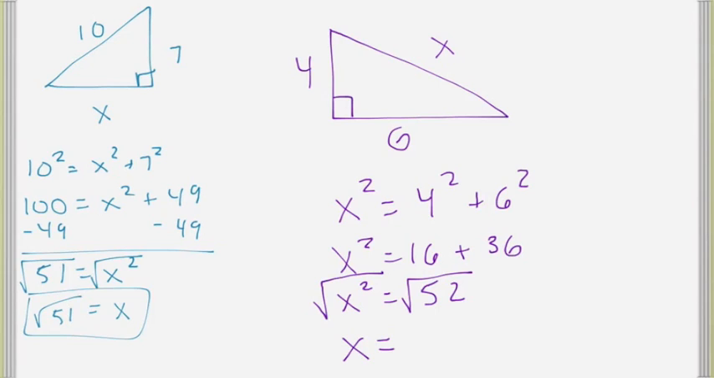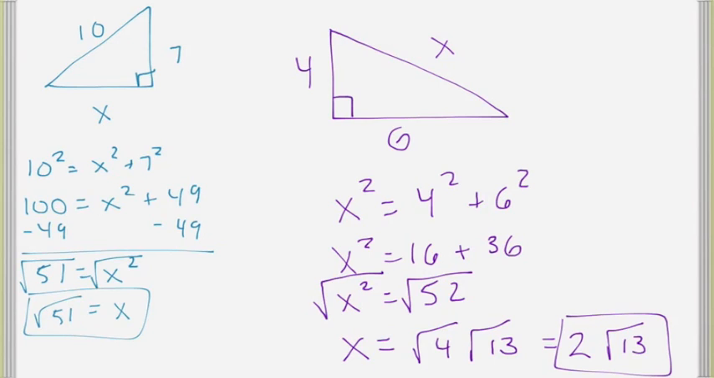Are there any perfect squares that go into 52? 4. 4 times 13 is 52. So we need to simplify our square roots the way that we learned a couple days ago. Square root of 4 is 2. So we get 2 square roots of 13. Simplified roots as answers when possible. No decimals. Questions?